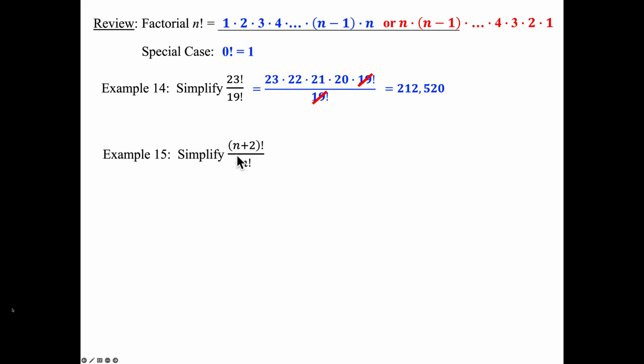If they give us variable expressions, same concept. Start with n plus 2. Subtract 1 from the constant makes it n plus 1. Subtract 1 makes it n. Oh, that matches my denominator. Cancel them out. There's my answer.